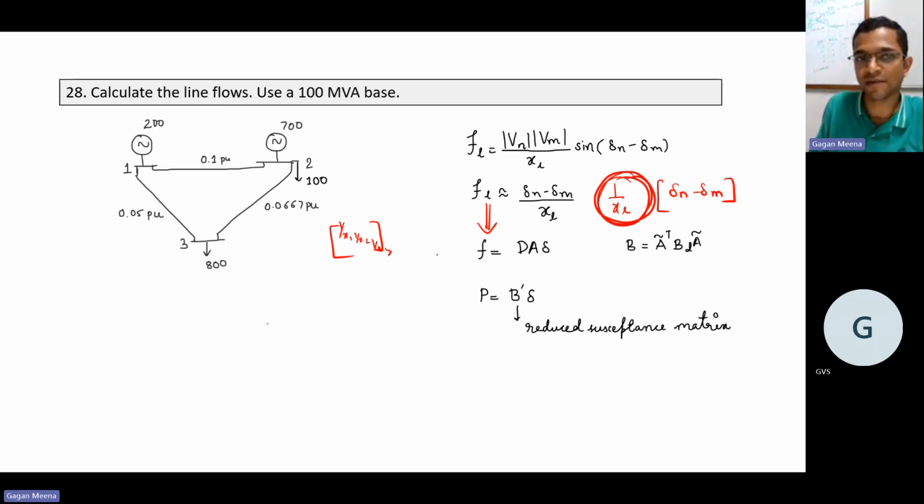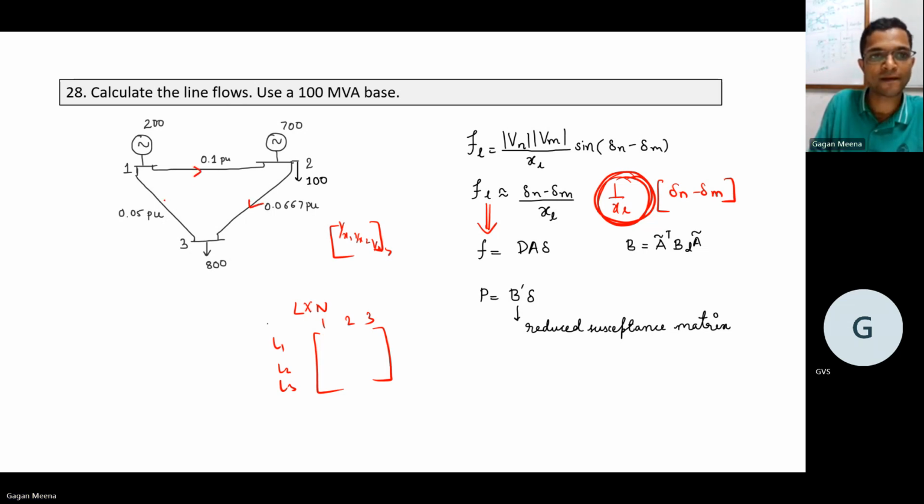For this, we use the incidence matrix, which is an L cross N matrix. For line 1, line 2, line 3, this shows us the connectivity with the buses. Line 1 is between 1 and 2, line 2 is between 1 and 3, and line 3 is between 2 and 3. This is an L cross N matrix. And then we multiply it with delta, which is an N cross 1 vector.